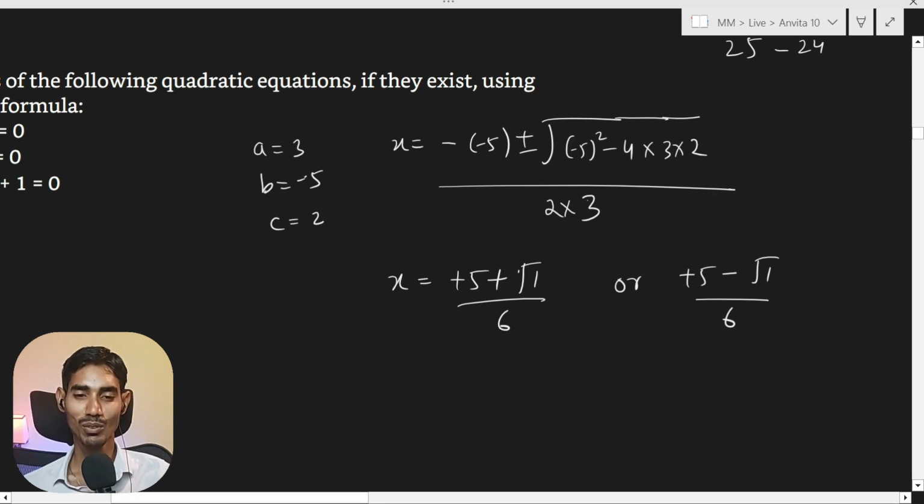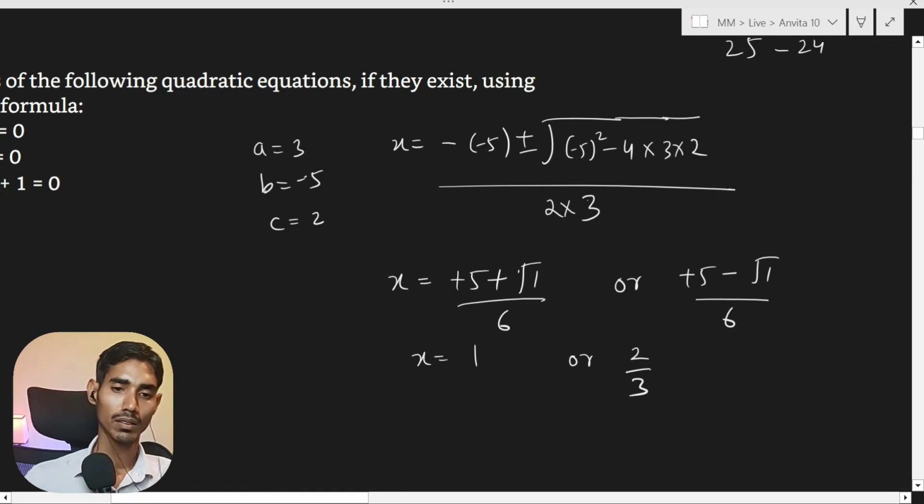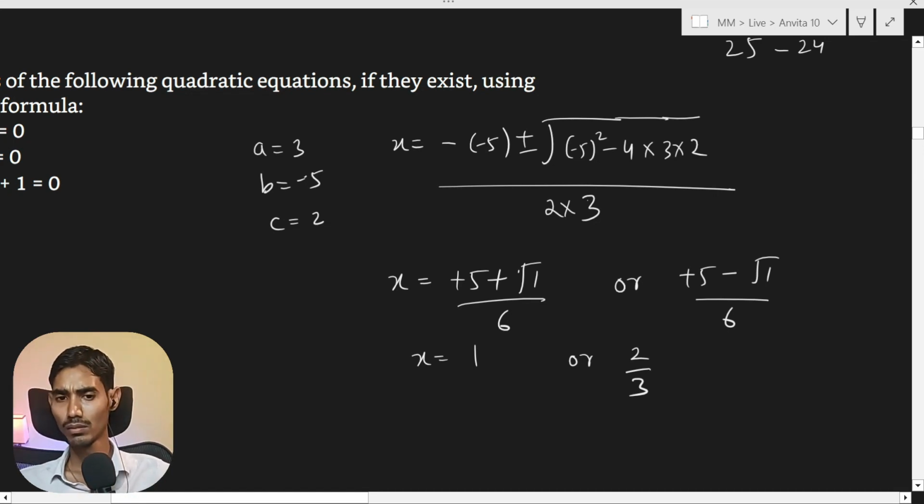So what is 5 plus root 1, 5 plus 1 by 6, how much is that? 1. This is 1, and the second one would be 4 by 6, that is 2 by 3. Yes, sir. But sir, there are roots like root 3, root 6, whose values are irrational. So do we solve it till the end or leave it there? We will leave it at that point. Okay, sir. Sir, next.